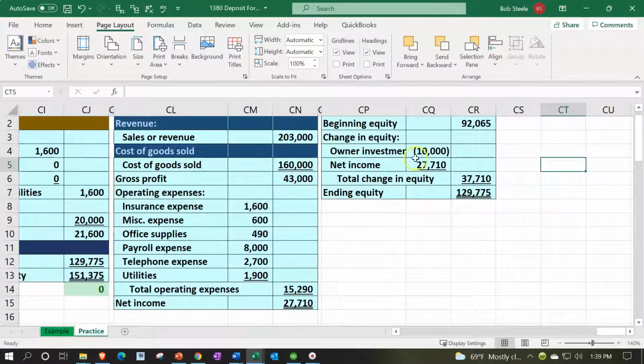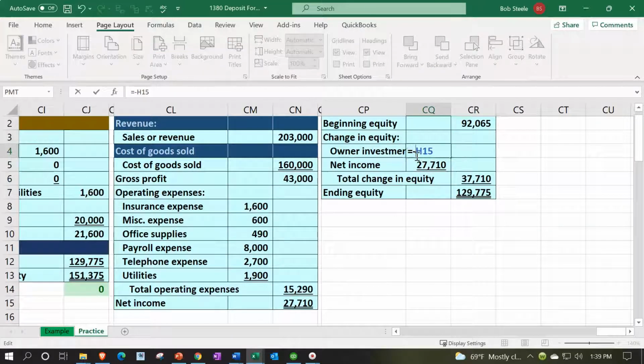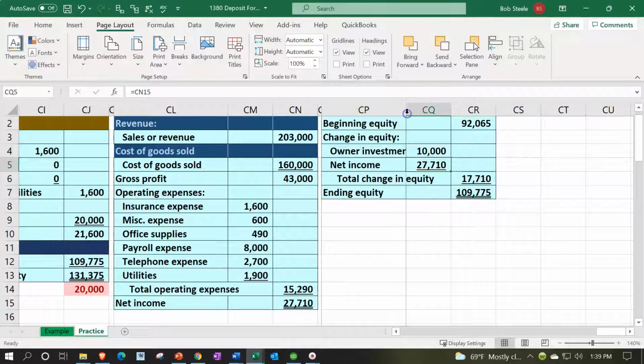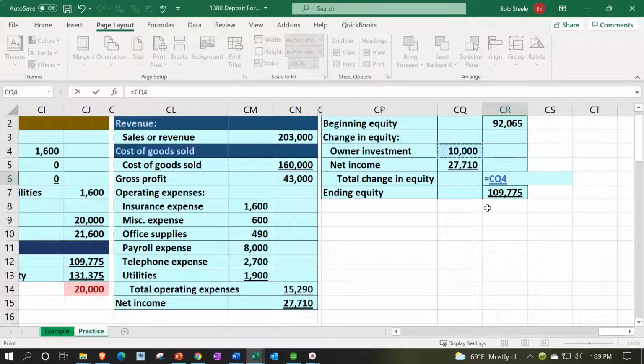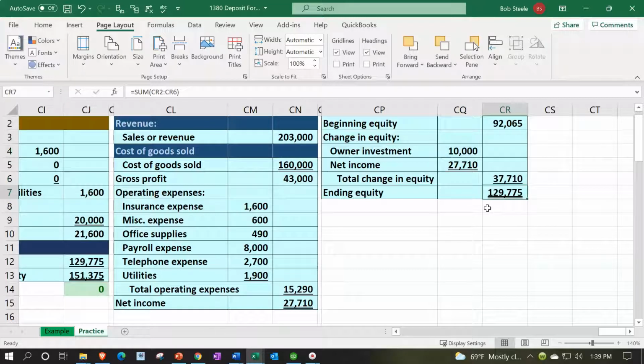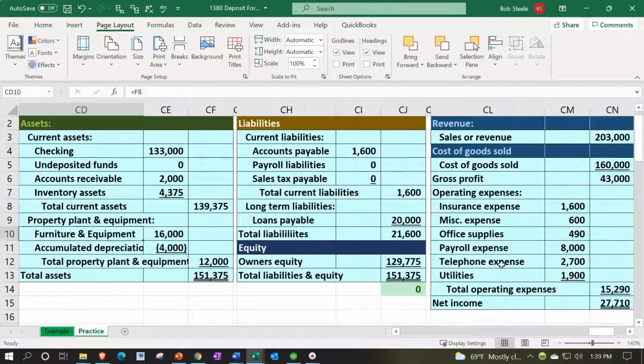And I'm going to make that a positive, flipping the sign negative in front of it. Owner investment, making this a little larger. And then this now is an increase. So it's going to be this plus this. And that gives it to our 129,775. So there's the 129,775, which now matches up and ties into the equity section over here, which then puts us back in balance.